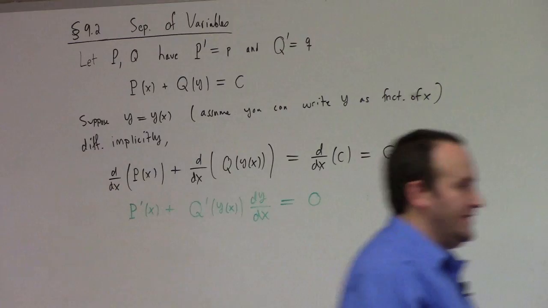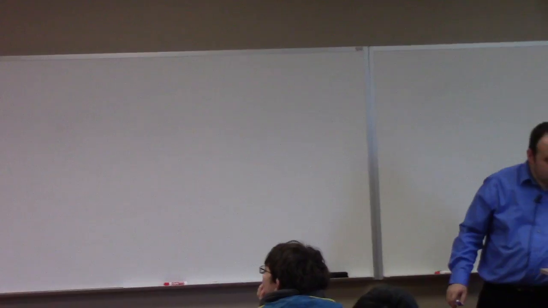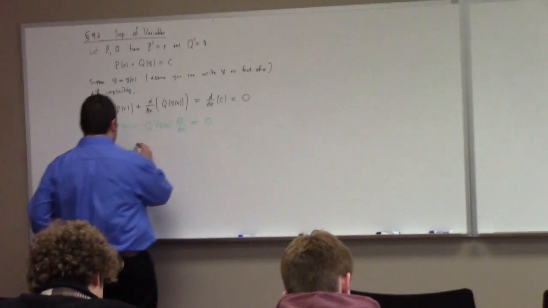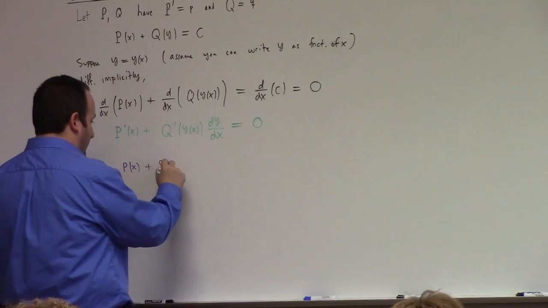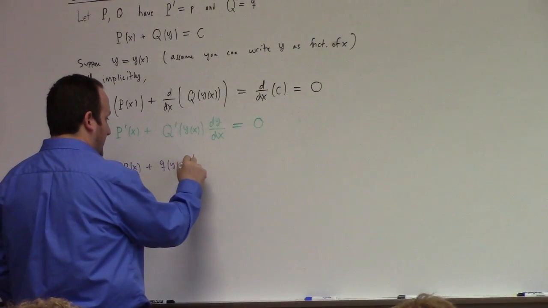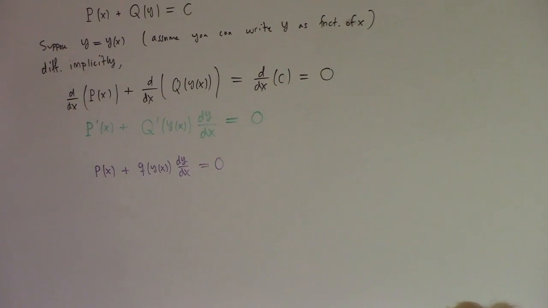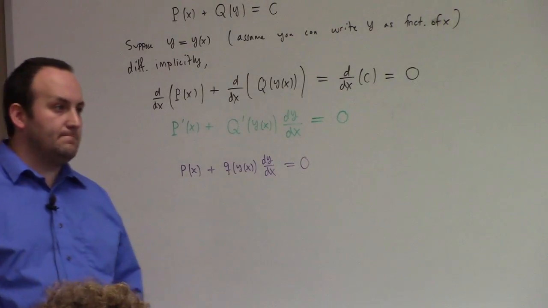So you can rewrite that in terms of the little p and the little q, and what do you get? We get p of x plus little q of y of x times dy/dx is equal to 0. And then he says, okay, so that's a differential equation, right?